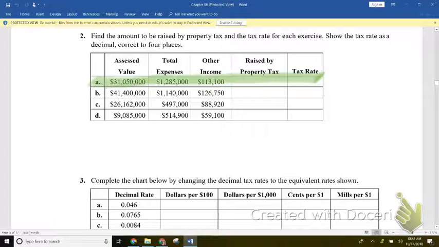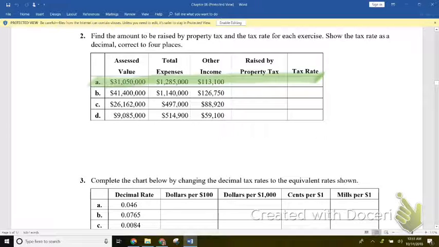In these next few examples, we'll be looking at how schools use property taxes to cover their expenses. We're going to start with example 2A. In this example, the school has a total assessed value, so all of the properties in the district have a total assessed value of $31,050,000.